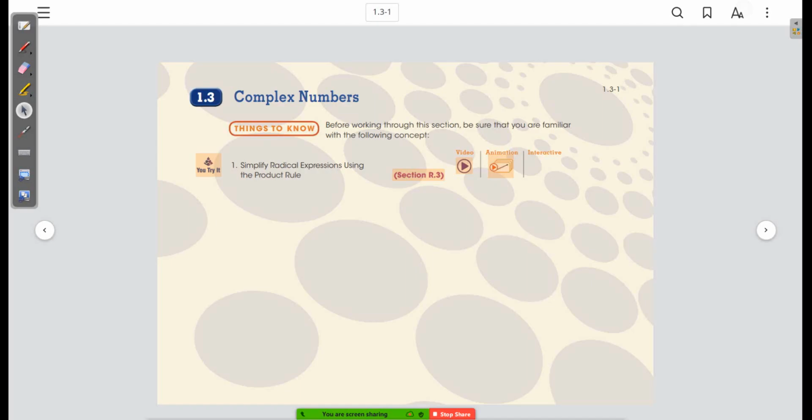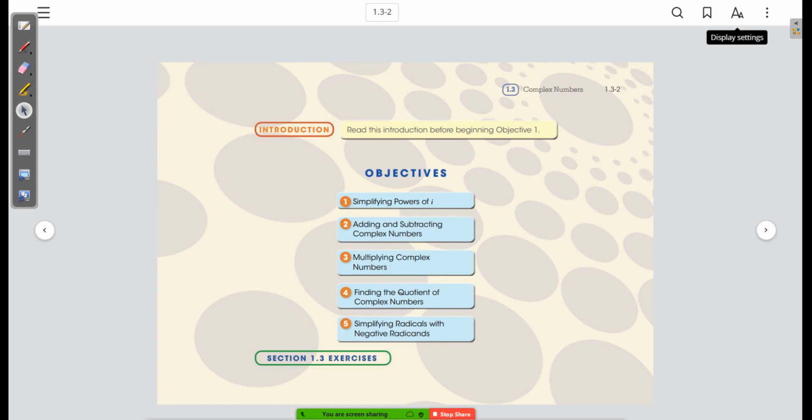1.3, complex numbers. These are all the objectives that we'll be going over today.